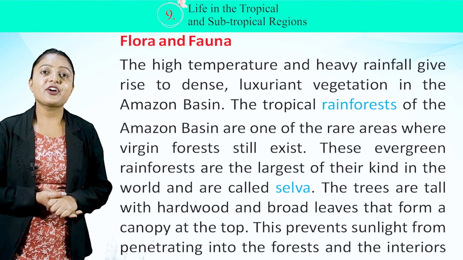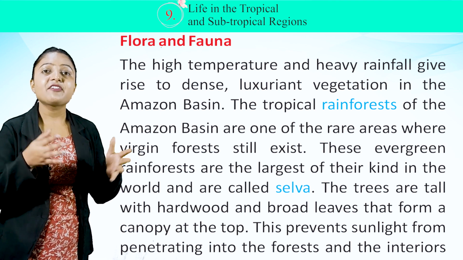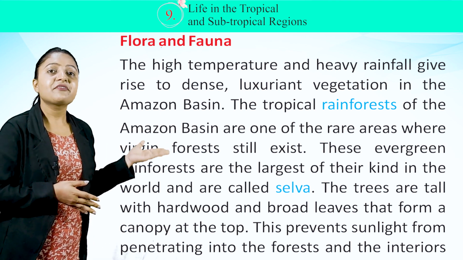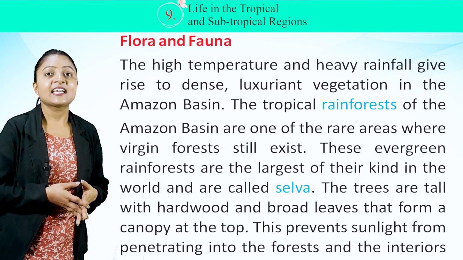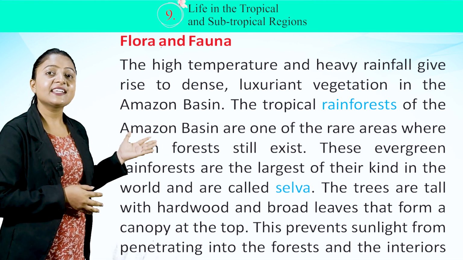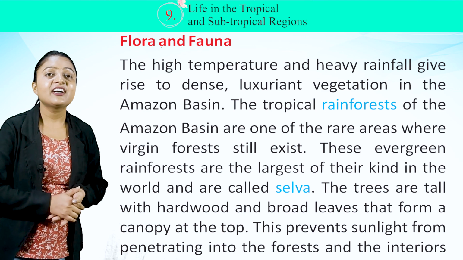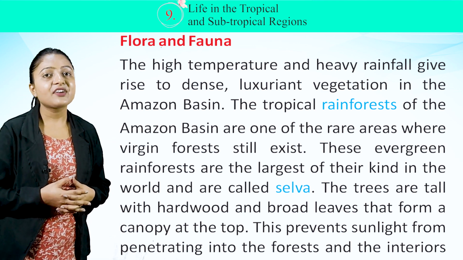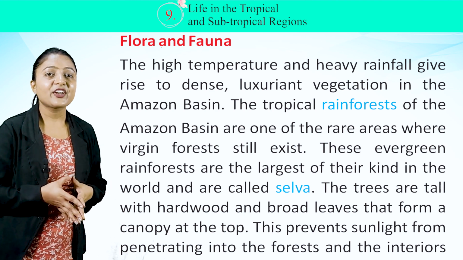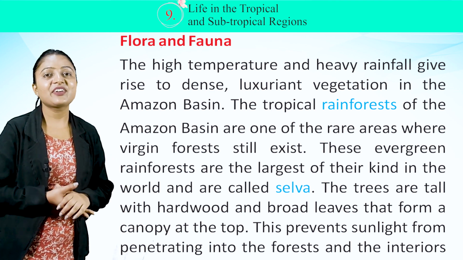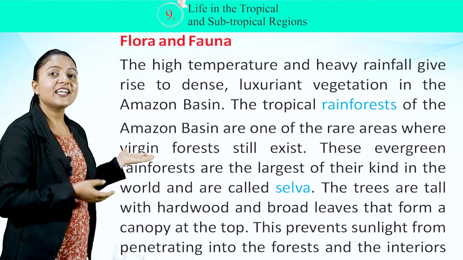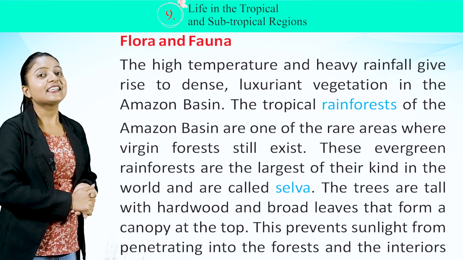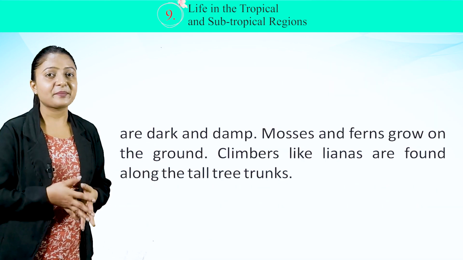The tropical rainforests of the Amazon Basin are one of the rare areas where virgin forests still exist. These evergreen rainforests are the largest of their kind in the world and are called selva. The trees are tall with hardwood and broad leaves that form a canopy at the top. This prevents sunlight from penetrating into the forest, and the interiors are dark and damp.